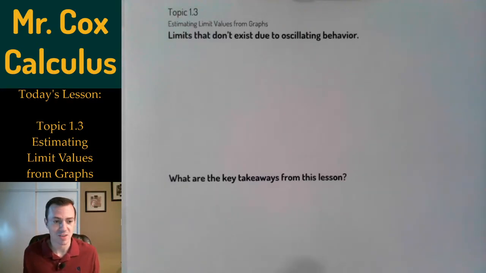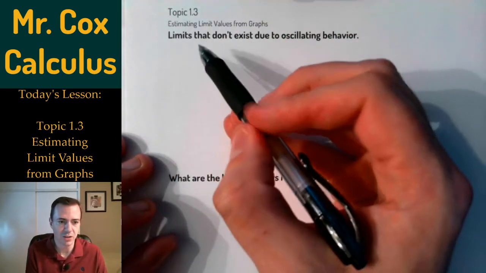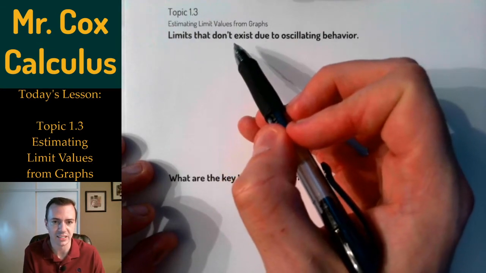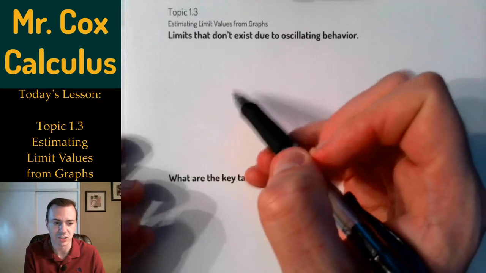Let's take a look at one of my favorite functions that we'll ever get to encounter in calculus because it does something really interesting. And you have to understand what's happening to the function because your graphing calculator will actually fail you on this particular function. But we want to look at another case where a limit might not exist. And the reason why a limit might not exist is because of the way that a function oscillates.